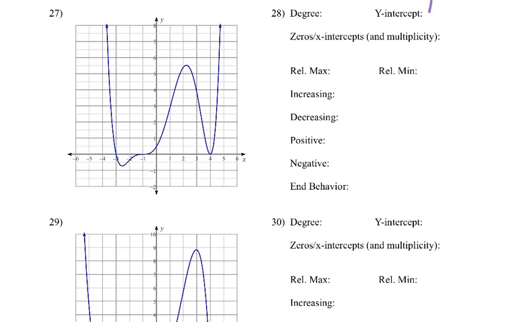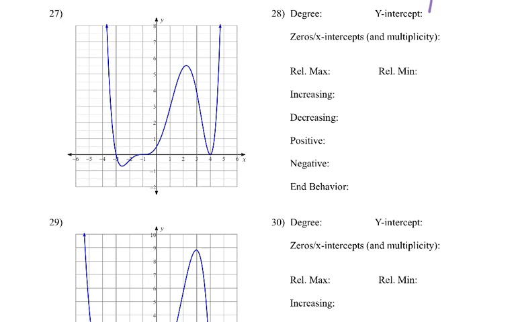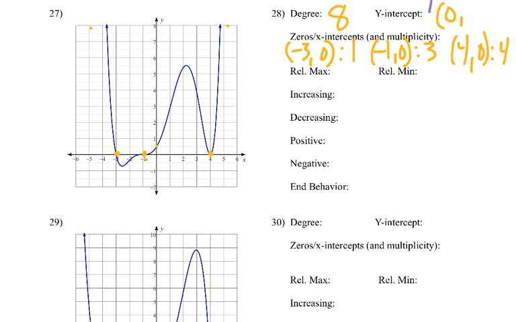Okay, so if I look at this, I can tell the degree is even based on the fact that they're both going up. I've got 1, 0 right there. So zeros, that would be a negative 3, 0 with a multiplicity of 1. Then at negative 1, looks like I have a multiplicity of 3, so negative 1, 0, multiplicity of 3. And then 4, 0, looks like I have a multiplicity of 4. So adding those up, 3 and 4 is 7, and 1 is going to give me 8. Okay, looks like my y-intercept is halfway between, so 0.5.